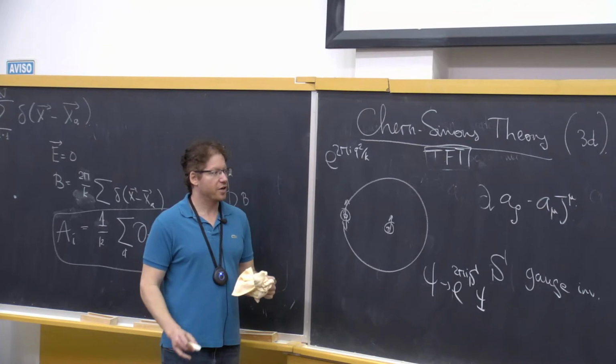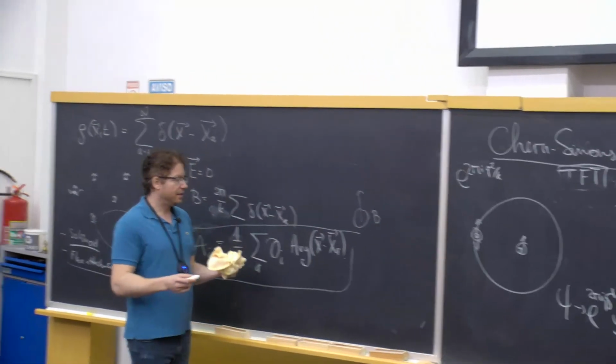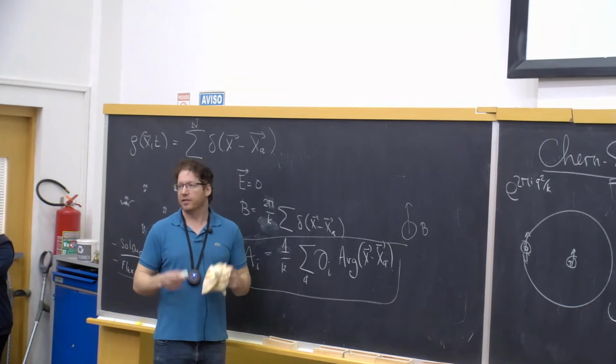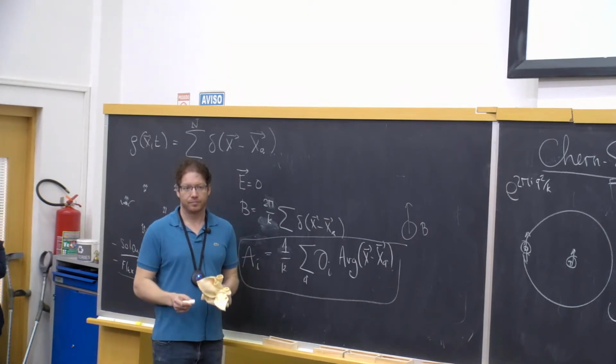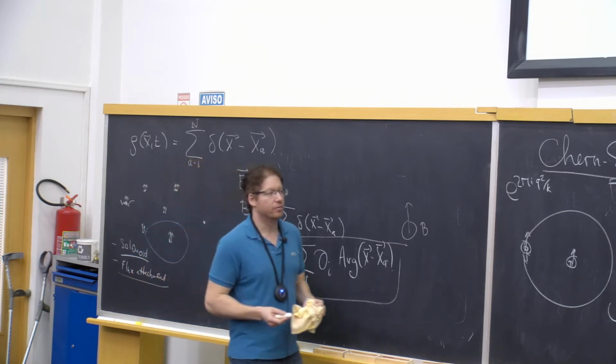Okay, so we see the Chern-Simons theory does not have any interesting low energy degrees of freedom, but it leads to interesting topological phases. It leads to fractional spin and anyons. That's the conclusion from this discussion.